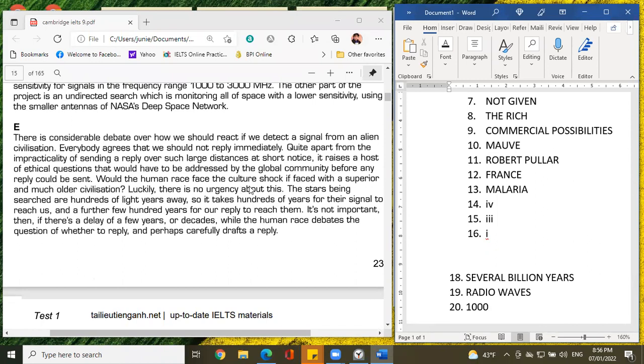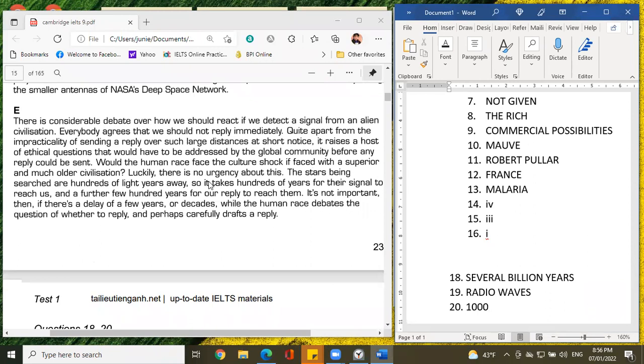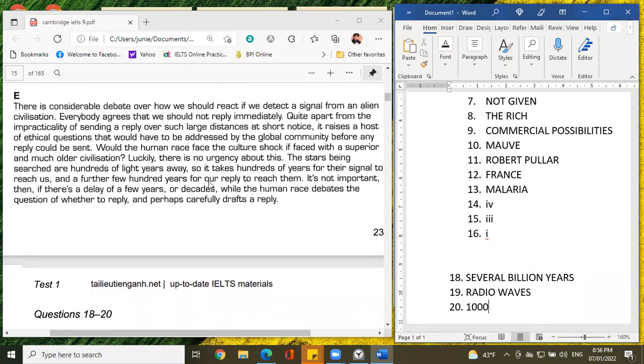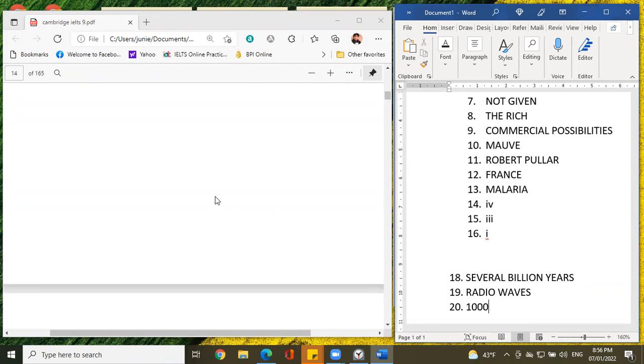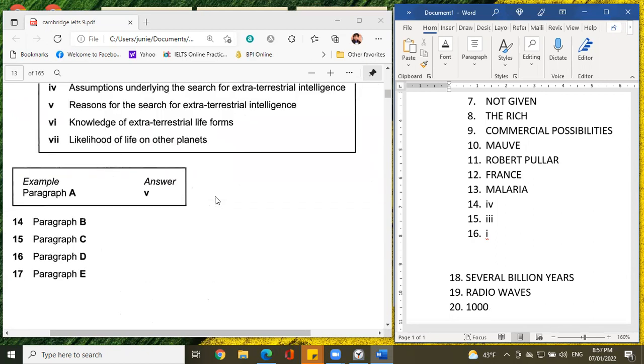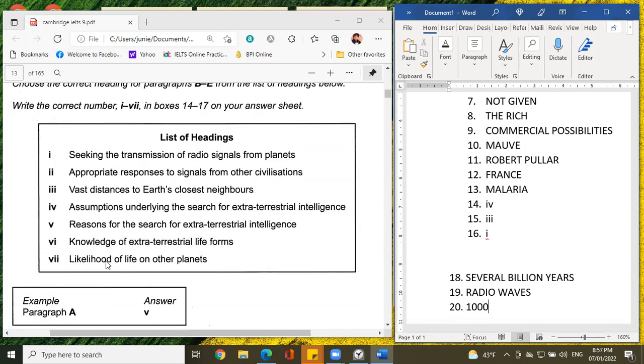Would the human race face the culture shock if faced with a superior, much older civilization? Luckily, there's no urgency about it. The stars being searched are hundreds of light years away, so it takes hundreds of years for their signal to reach us. Oh my God. And a further 100 years for our reply to reach them. My God. It's not important that if there's a delay of few years or decades while the human race debates a question of whether to reply. Okay. Whew. Gosh. Reply. Mm, appropriate responses, Yahoo! Two.